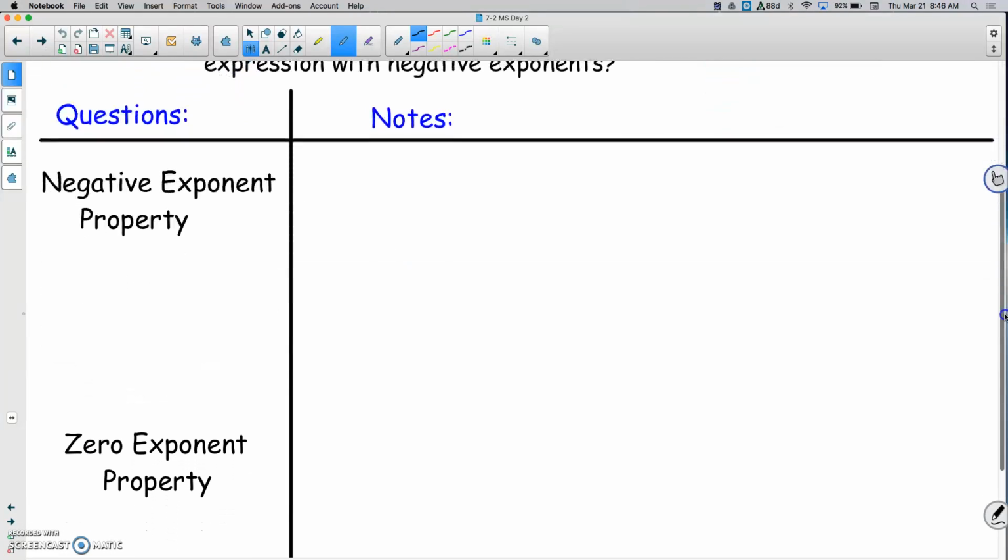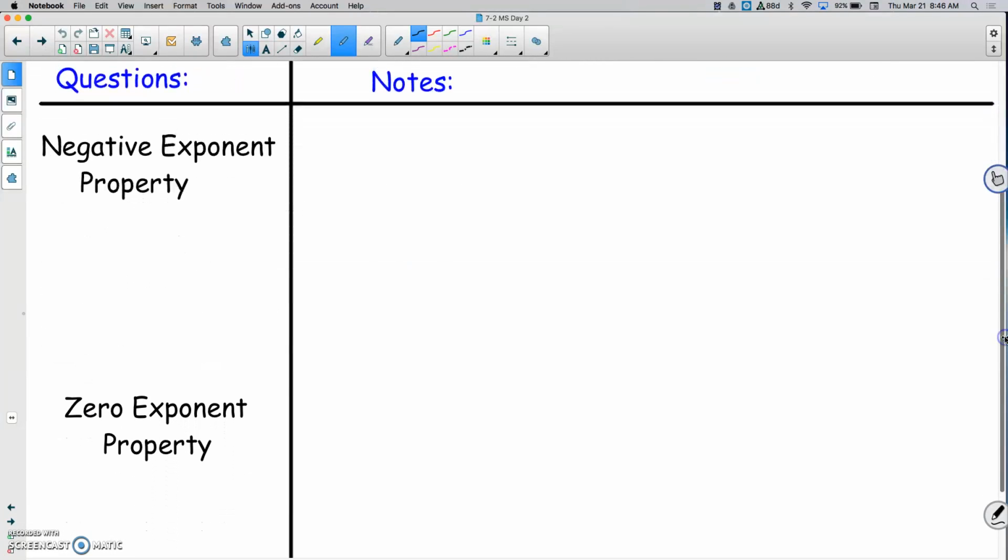We have two properties that are new today, the negative exponent property and the zero exponent property. The negative exponent property says that if you have a base with a negative exponent, it's the reciprocal of that same base with a positive exponent. And the zero exponent property says anything to the power of 0 equals the number 1.